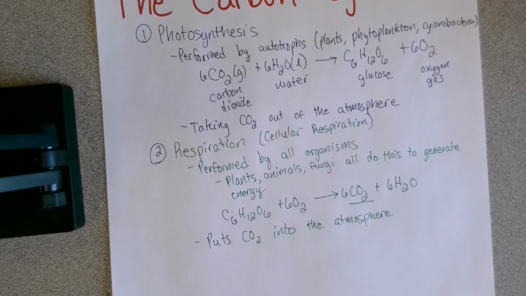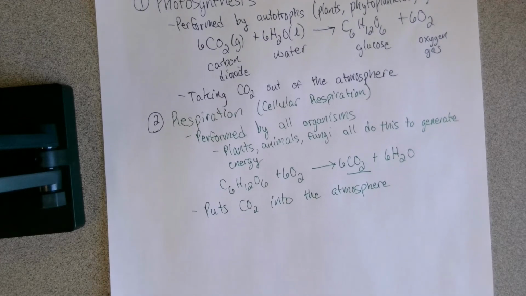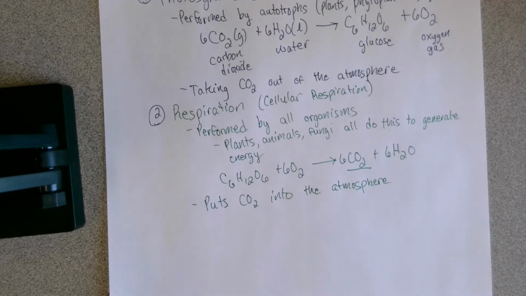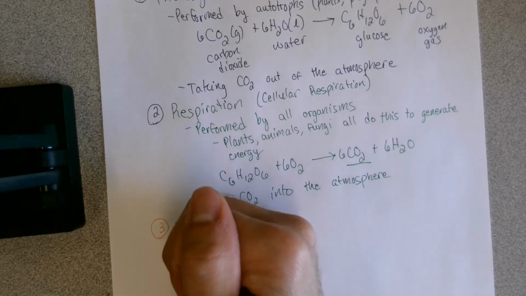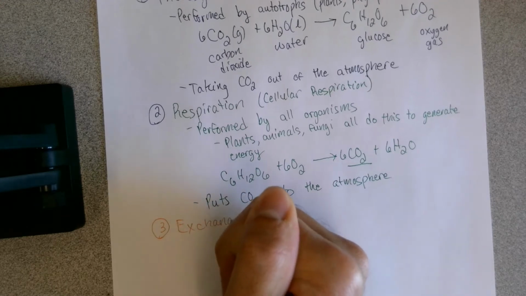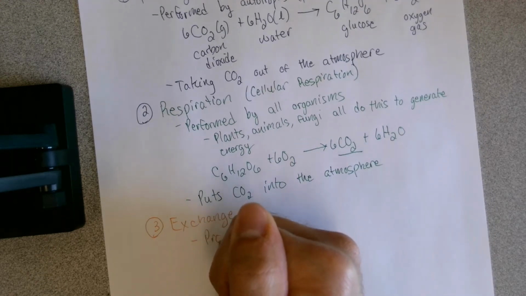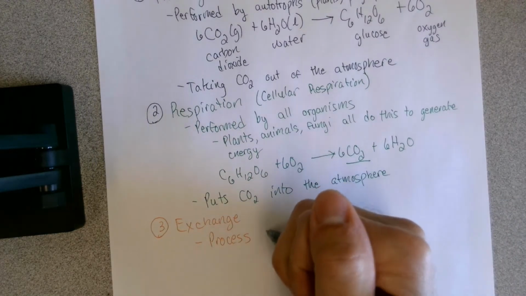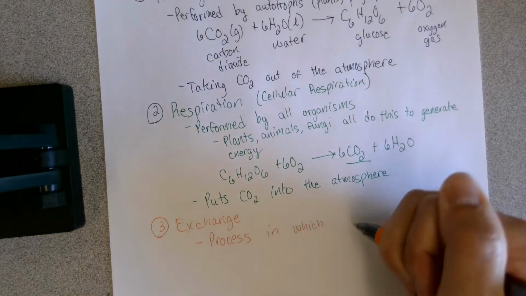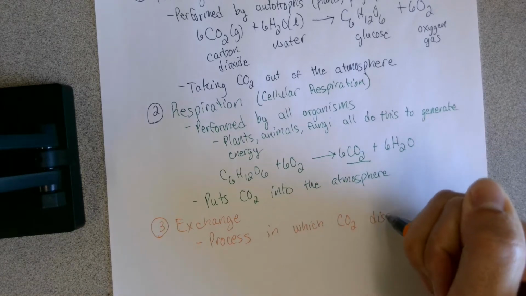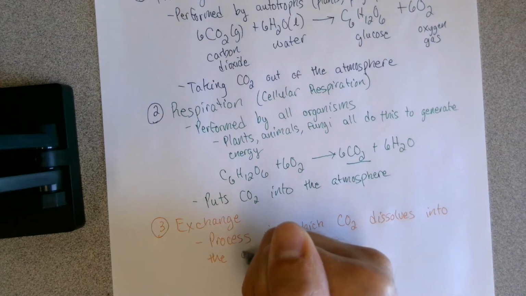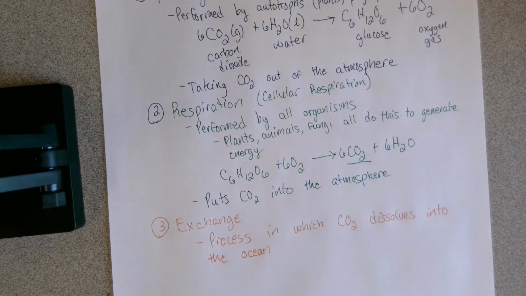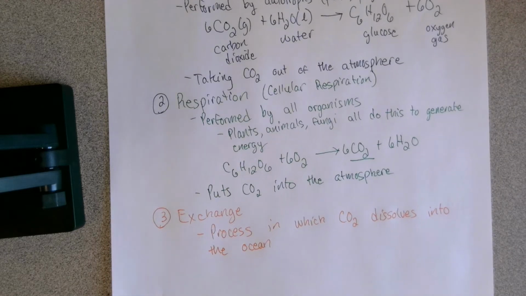Alright, so the third one that I want to talk about is where carbon dioxide basically dissolves into the ocean, and that's going to be called exchange. So I'm just going to put exchange here. It's the process in which CO2 dissolves into the ocean. This is the same process as when we talked about how normal rainfall is slightly acidic.